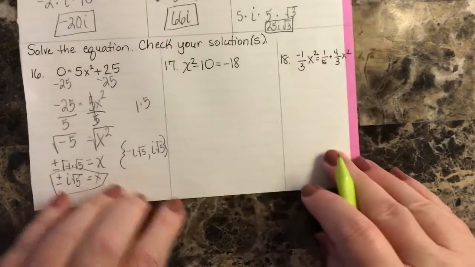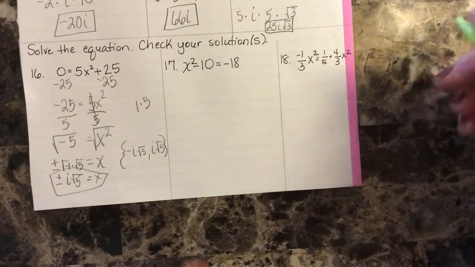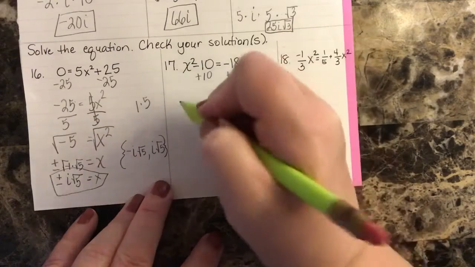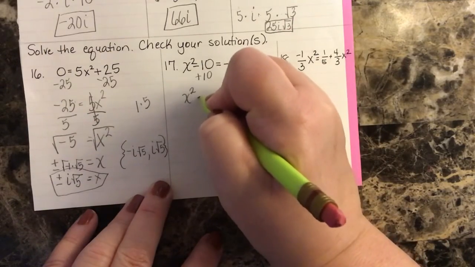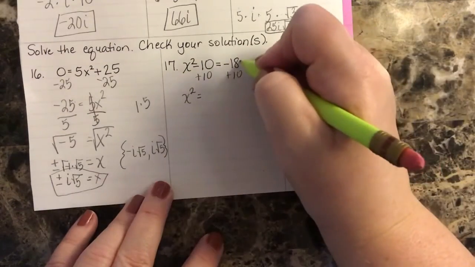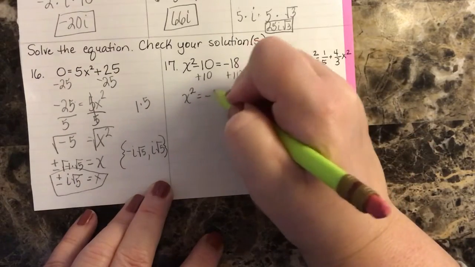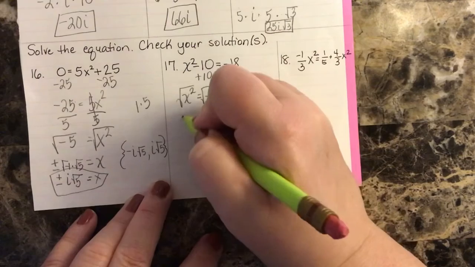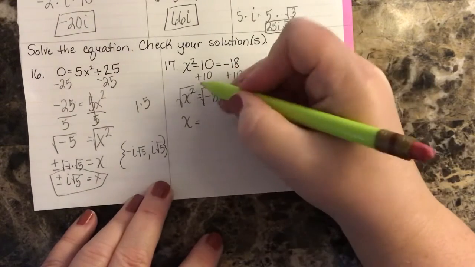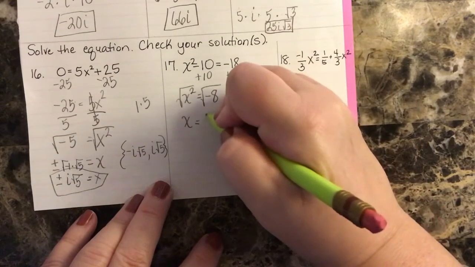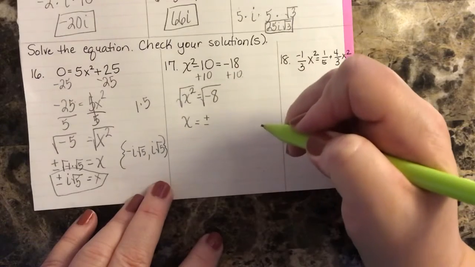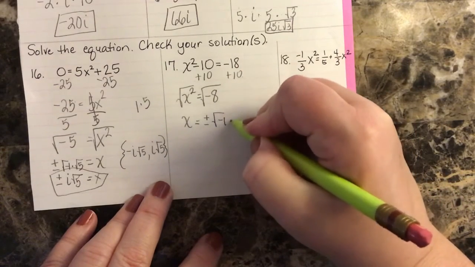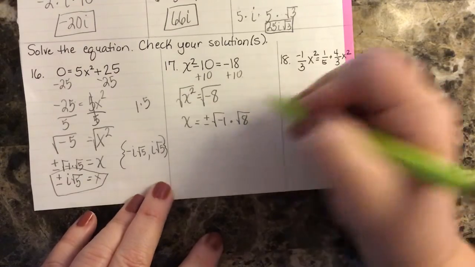Okay, moving on to number 17. I'm going to add 10 to both sides. So x squared is going to equal negative 18 plus 10 is negative 8. I'm going to take the square root of both sides. Remember, it's a quadratic, so I'm going to have 2 solutions. The square root of negative 8, I need to take that negative out.